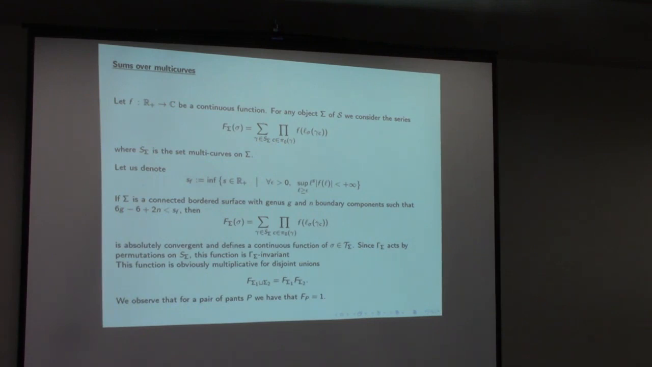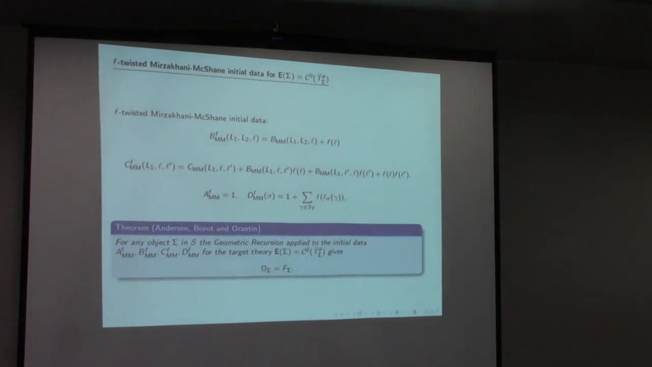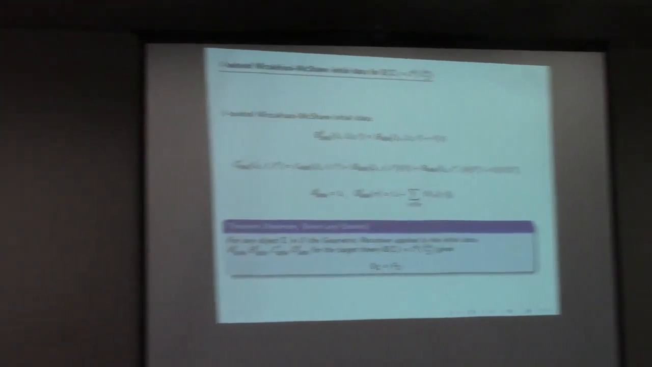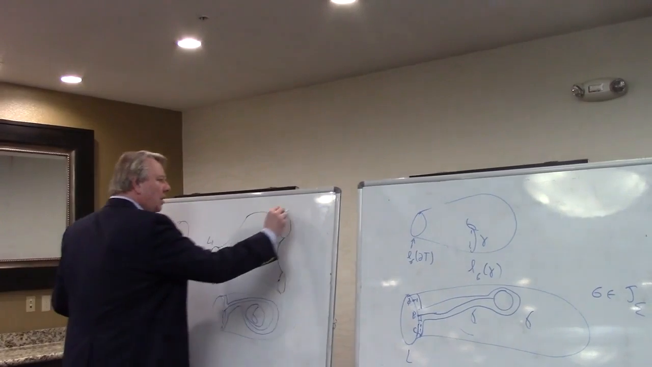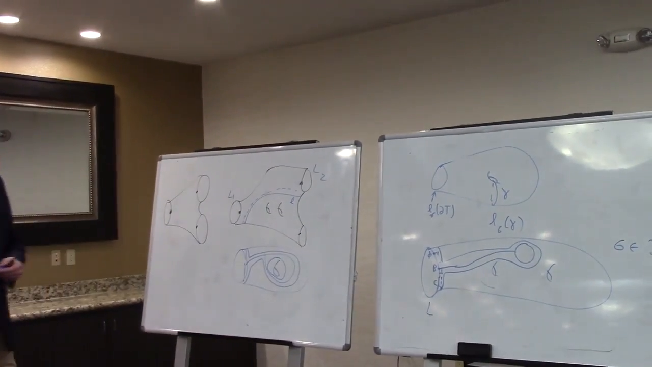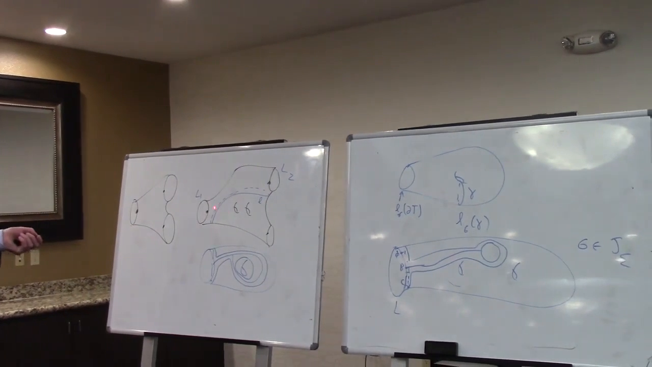Okay. So that is sums over multicurves, and now of course the question is, do these functions satisfy geometric recursion? And the theorem is that yes, they do, and it's actually very easy to figure out what the initial data is. You don't do anything to A, you keep that at 1. For B, you take the Mirzakhani-McShane initial data, and you add F of the boundary, that is interior. Remember, this is L, so if you have a B here, it hits, so a B, for example, is this. The notation we have is this is L1, this is L2, and then this is little script L. So when you look over there, that's exactly how it is here.